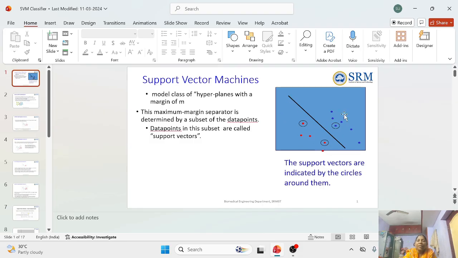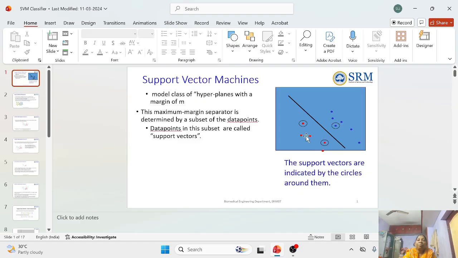And the data are spread on either side of the hyperplane. Here, the red color points and blue color points are data points. You can see that some of the data points have been circled. This circled one we call the support vectors. So support vectors are indicated by a circle.